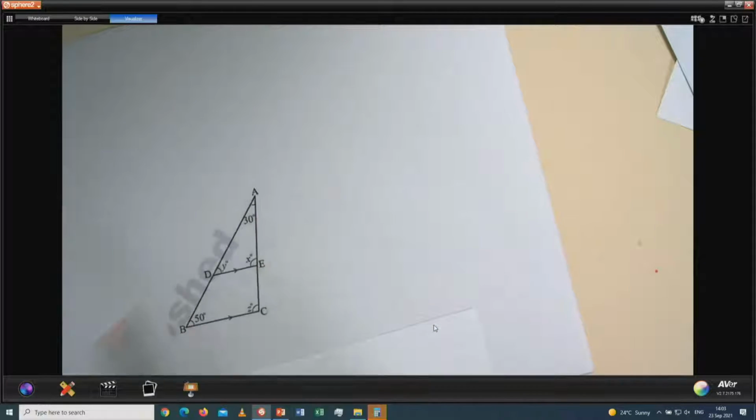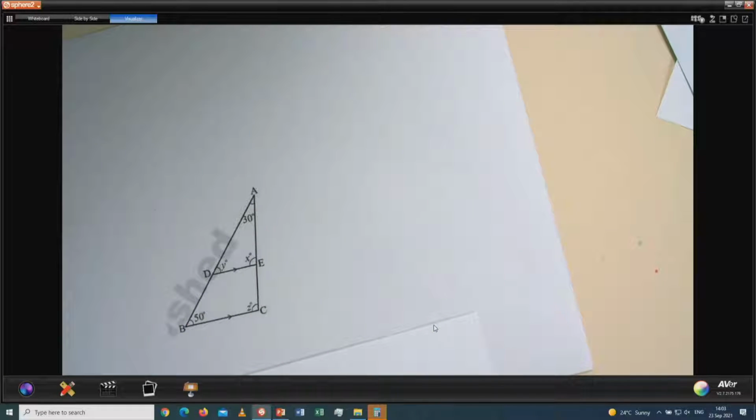What do you have in front there? What do we have there? Is it a triangle? The question is looking for x, y, z. What do you know about a triangle? 30, 50. So what will be your z?